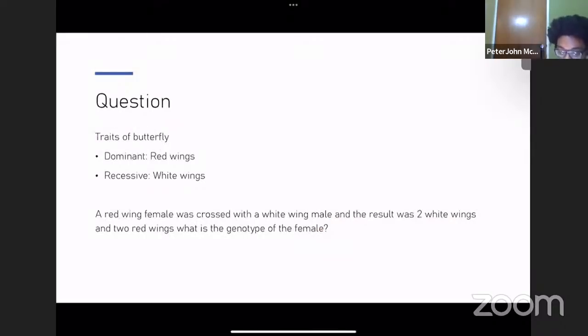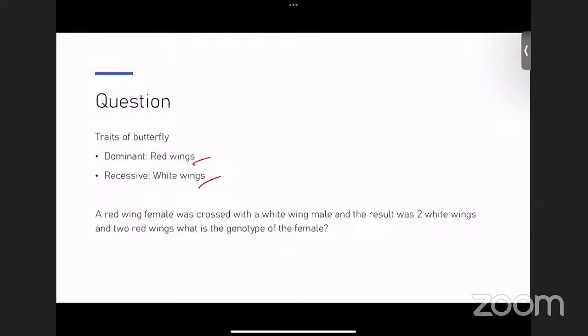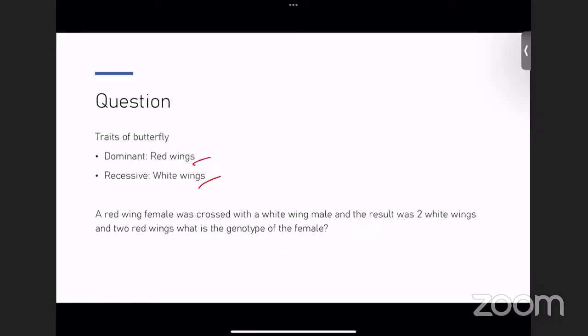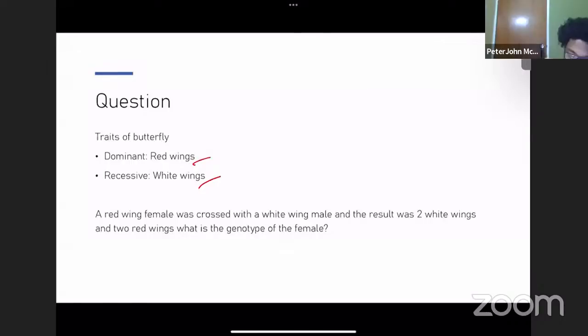So let's do this one because I want you guys to make sure you understand this. Dominant is red wings, recessive is white wings. A red wing female was crossed with a white wing male, and the result was 2 white wings and 2 red wings. What is the genotype of the female? So Rr and Rr, is that it? Don't we have to start somewhere? How are we going to start? We have to do our test cross. We have to show our working. So what's the first thing we start with?